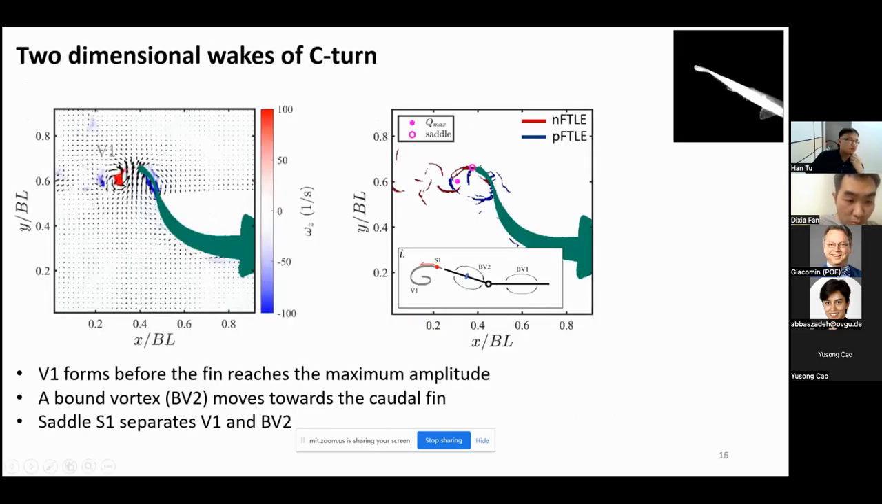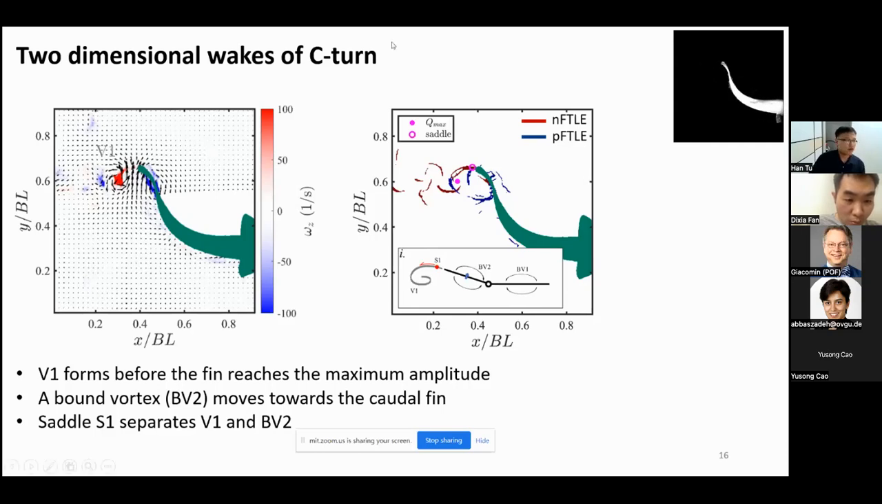Okay, since the three-dimensional part is still under construction, let us look at the 2D results of turning first. As we mentioned, the 2D results were conducted using planar PIV, and the fish was freely swimming in a water tank. So I made a GIF here in the corner. The fish is making a left turn right now.